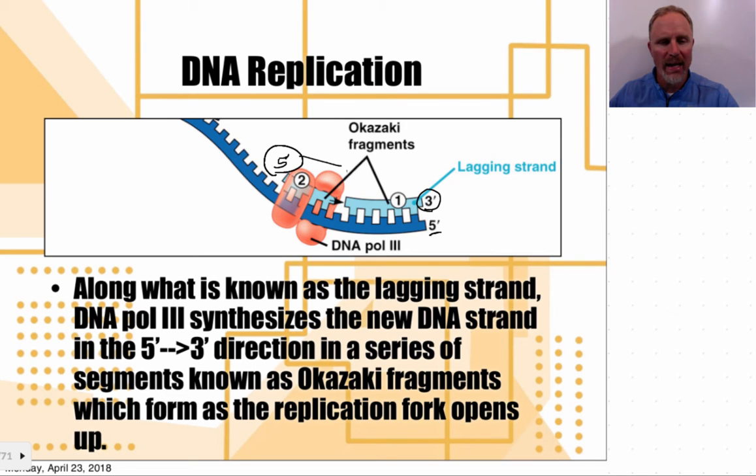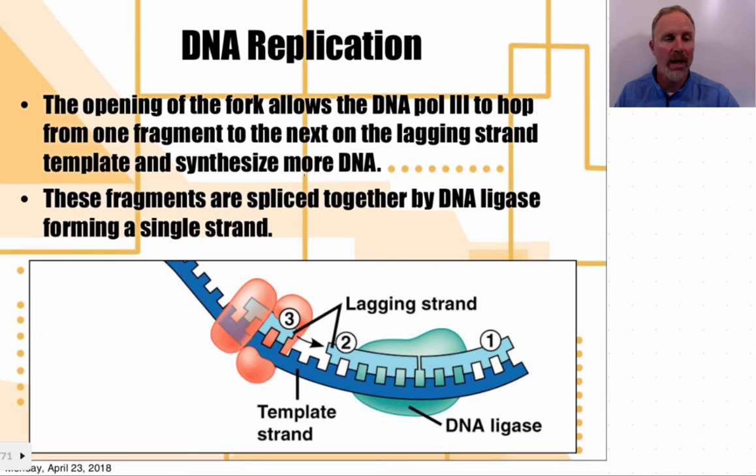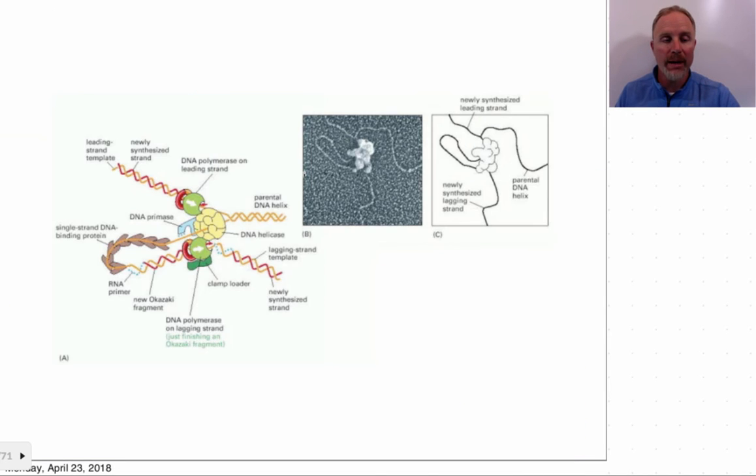So we have to add it in this direction. And when we get to here, we got to start another one down here. 5', work in this direction to 3', and we got to just keep adding those on. And what these little fragments are known as is the Okazaki fragments. Okay, so when we open up this replication fork, that's where DNA polymerase III jumps on. It starts adding the nucleotides in the correct spot according to the base pairing rules to that free 3' end.